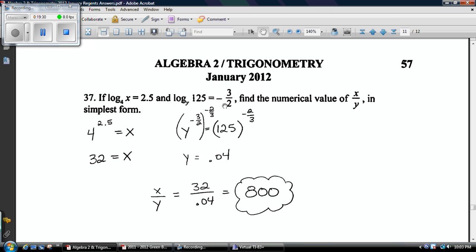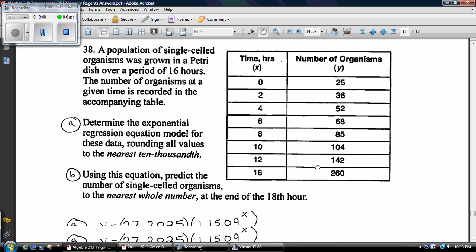That's 32. Same thing over here, except that you get that y. It's the -3/2 power equals 125. We need to raise both sides to the reciprocal to try and get y by itself. You get that y is 0.04. 32 divided by 0.04 is 800, because we ultimately wanted x over y.